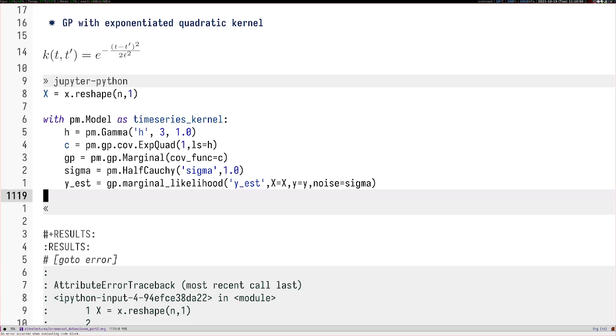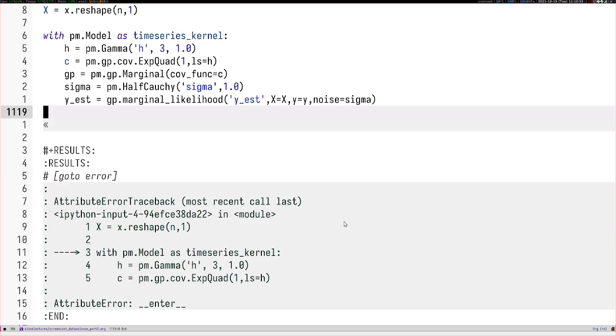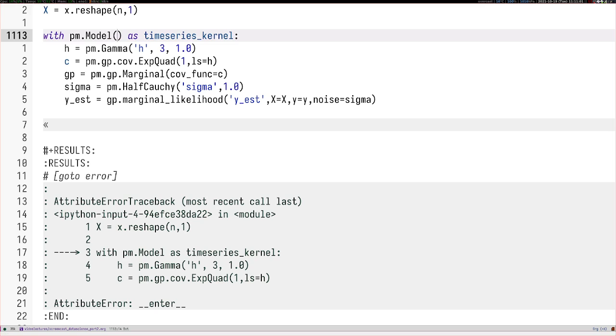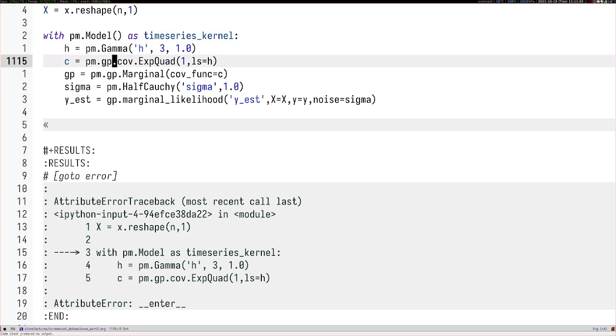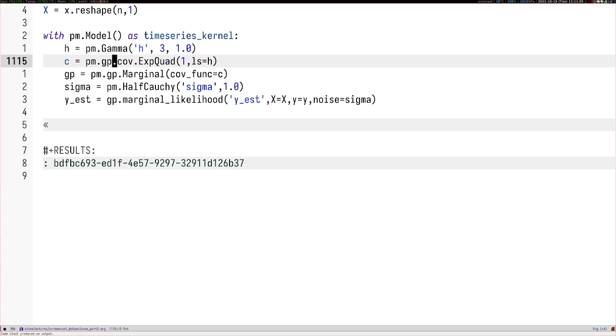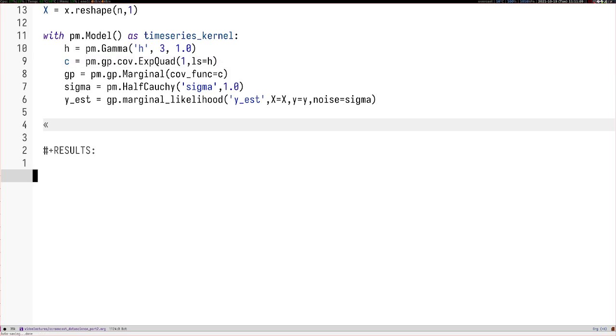Yes, so now we can run this and we have an error. So let's see what went wrong. Oh yeah, okay, so I forgot my brackets here. So with pm.Model, let's see whether it works now. Yep, it seems to have accepted this.